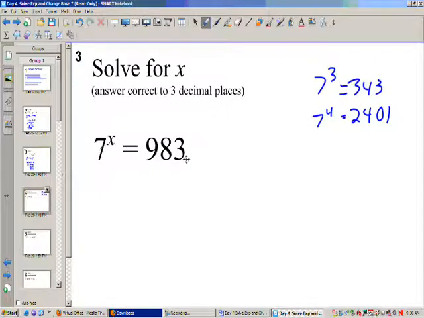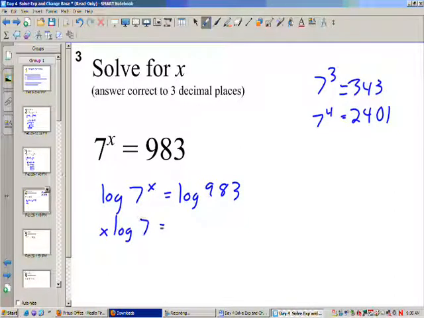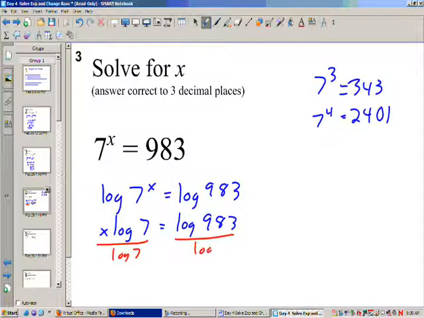Well, one thing we can do is take the log of both sides. So I can take the log of 7 to the x power equals the log of 983. Now there's a rule that if we have an exponent, we can bring it out in front. So this would be x log of 7 is equal to the log of 983. So I just divide both sides by the log of 7. And I have x is equal to, well, if I use my calculator here, the log of 983 divided by the log of 7. That will equal 3.541.